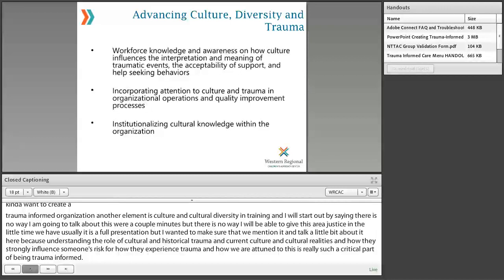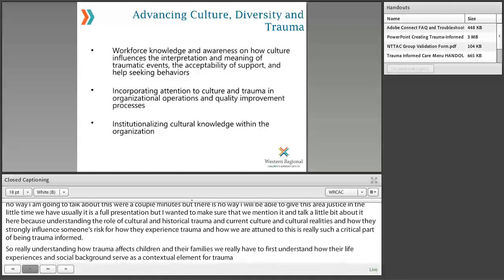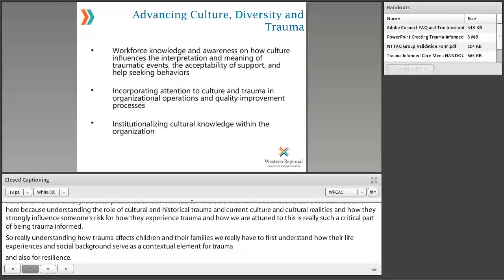So when we're thinking about how do we advance this in our organizations, a great place to start is that training and that workforce knowledge and awareness. That awareness and knowledge about how culture influences the interpretation and meaning of traumatic events for our kids and families, and the acceptability of support and their help-seeking behaviors. And how do we incorporate this intention to culture and trauma in our organizations and in our quality improvement processes?